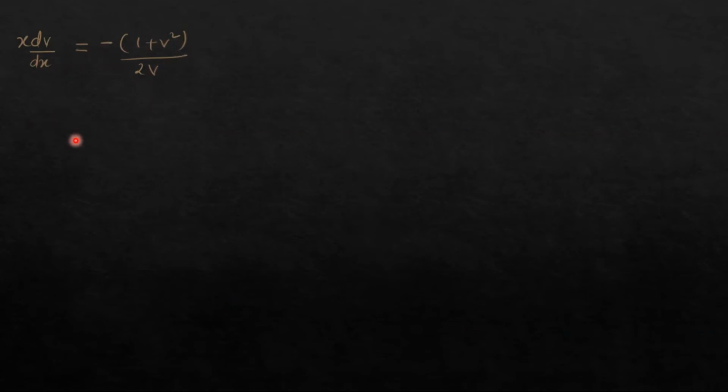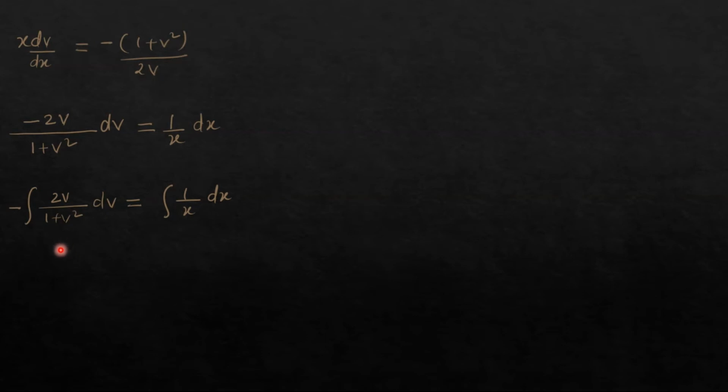So I can write this as minus 2v divided by 1 plus v square into dv is equal to 1 by x dx. Now as you see, it is in variable separation form. You can see the v variable is on this side and the x variable is on this side. Is it fine? So now we can integrate both sides.